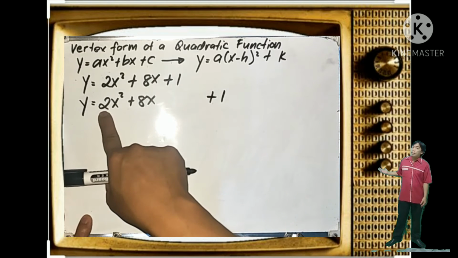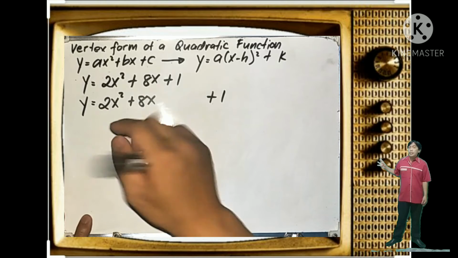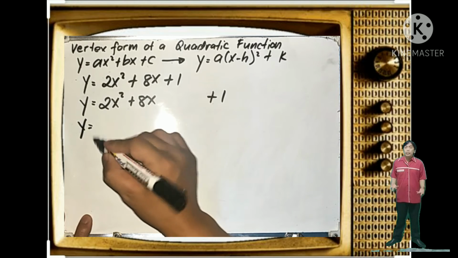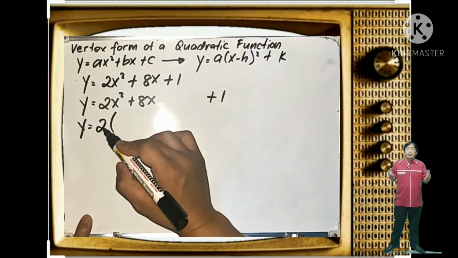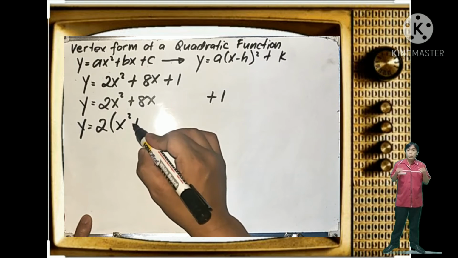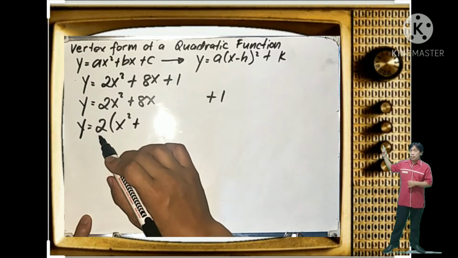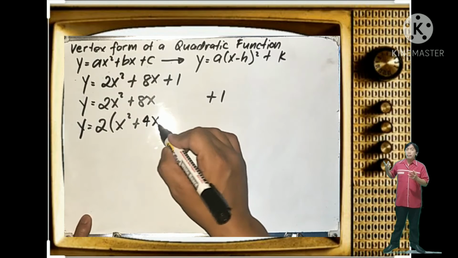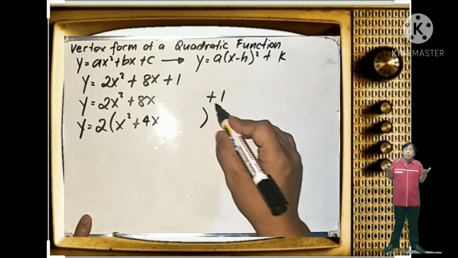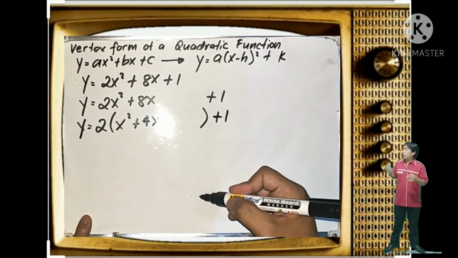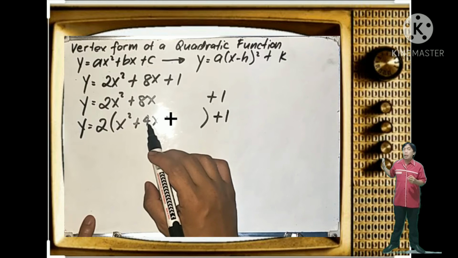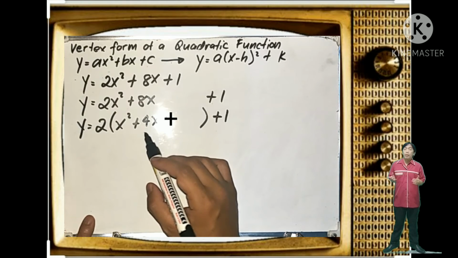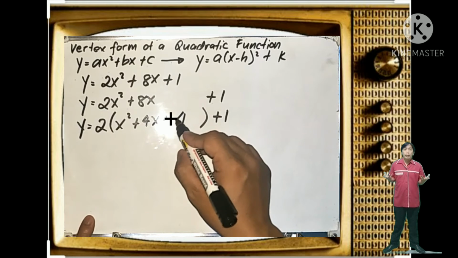Now, since we have noticed that 2 can be factored out, let's try to factor out 2. So pulling out 2, we have 2x squared divided by 2, that is x squared, plus 8x divided by 2, the answer, which is 4x. Okay, so we have plus 1. Now, let us try to complete the square. Since the middle term is 4, let's get the half of this. So the half of 4 is 2, squaring it, the answer is 4.